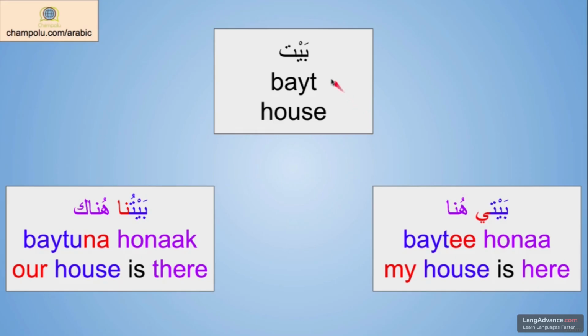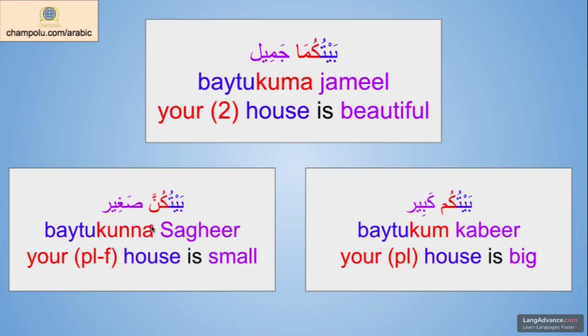And now we can see some examples here. Again, for the word bayt, we can say something like, my house is here, bayti huna. Or our house is there, baytuna hunek. And you can make sentences like, your house is beautiful. When you're addressing two people, say baytukuma jamil. Your house is beautiful. And when you're addressing a group of males or mixed, say baytukum kabir.